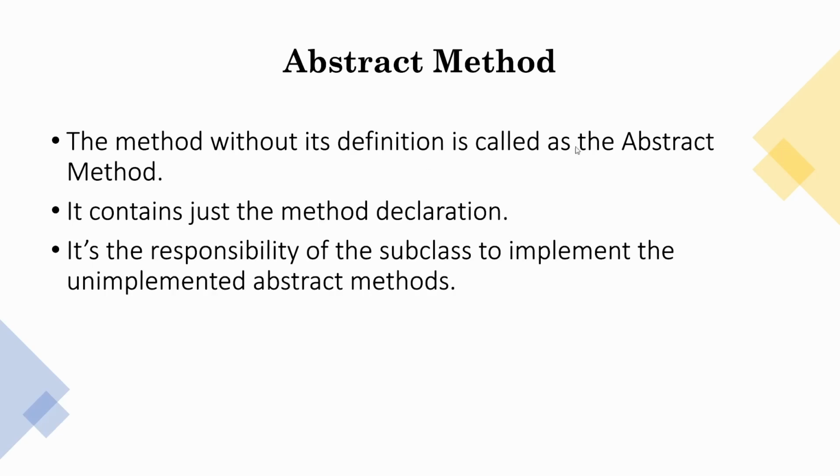Now coming to abstract method. An abstract method is a method without its definition. It contains just the method declaration. You won't have the execution of the method. So the class which is implementing this will implement the unimplemented abstract methods. We'll see a demo on this also. So let's go to the IDE.